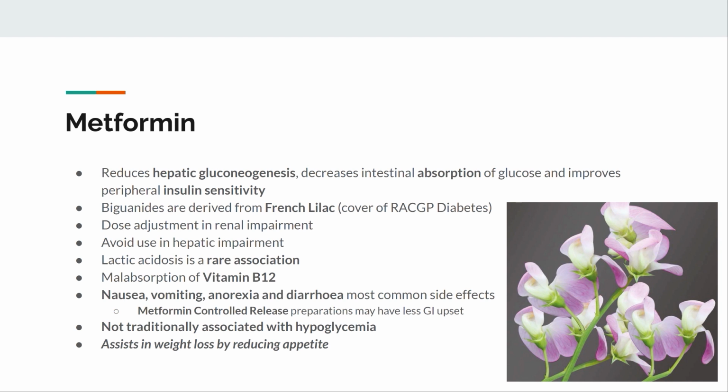It causes malabsorption of B12, so you should monitor their full blood count and give IM B12, 6 monthly, yearly, whatever. And the most common side effects are GI side effects, nausea, vomiting, diarrhea. You can mitigate that by giving metformin controlled release preparations. It's still the same dose, but it's a sort of extended release. And it means that you can give metformin despite having sort of poor GI tolerance.